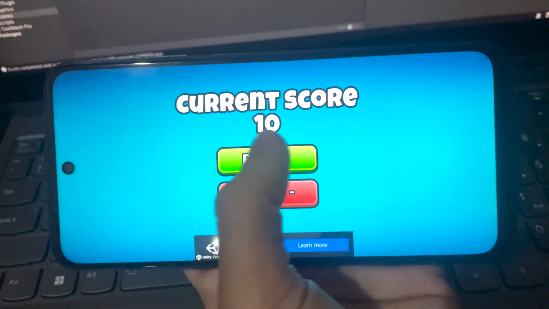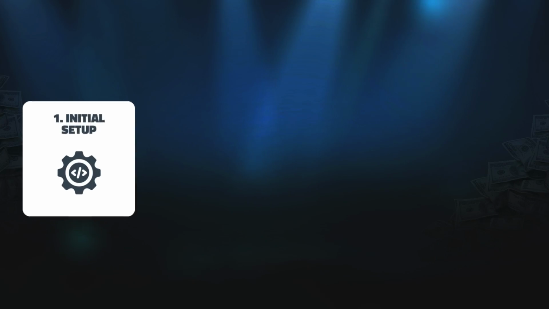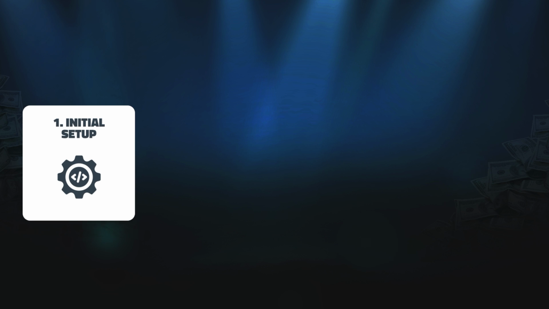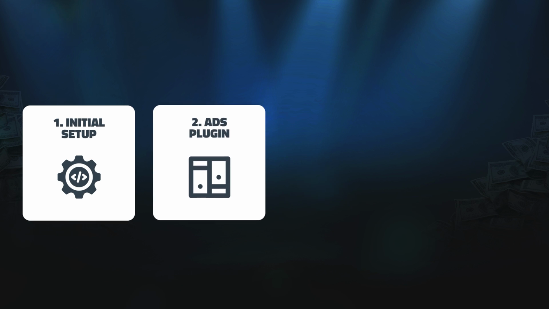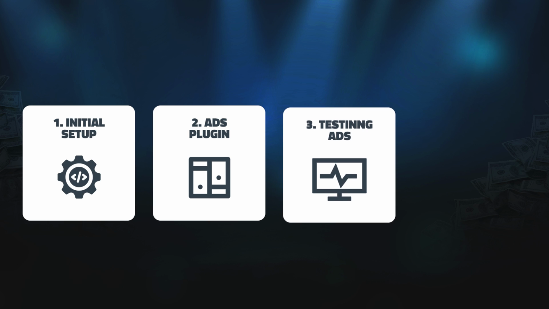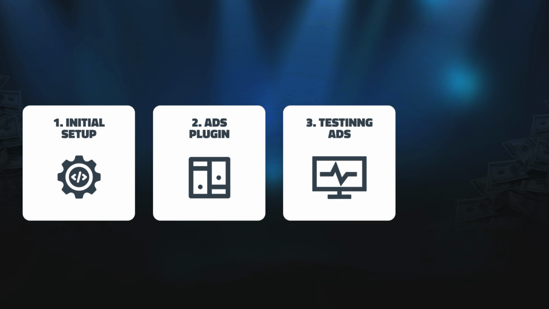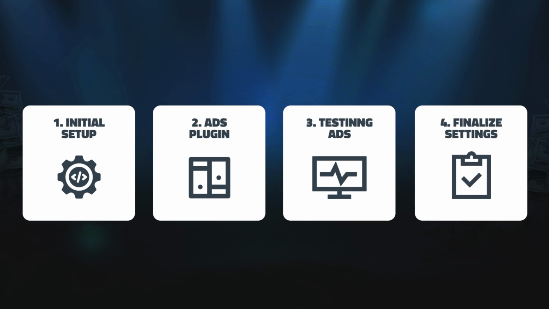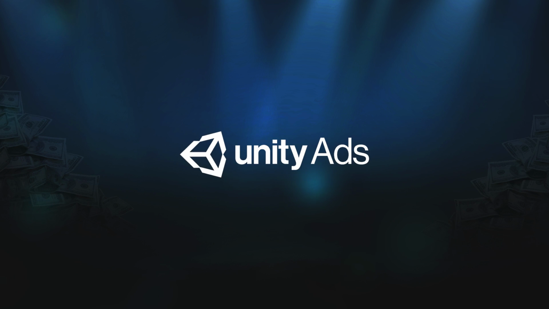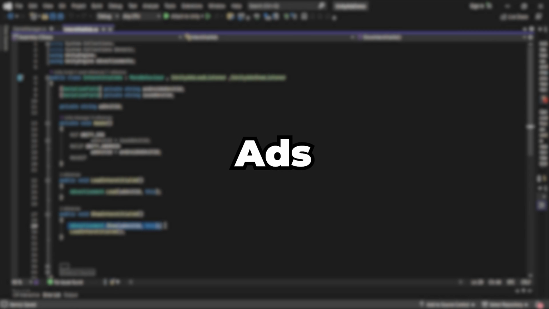In this video, we will be implementing ads in an actual game. First, we will be setting up our project for ads. Then we will create our own ad manager plugin. In the next step, we will test run the ads on an actual device like an Android device. And lastly, we'll finalize our ad settings for our final game export. So we will be covering both basic and advanced aspects of Unity ads. Let me show you how you can implement these ads in your game.